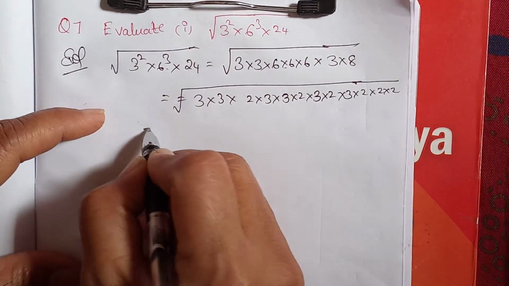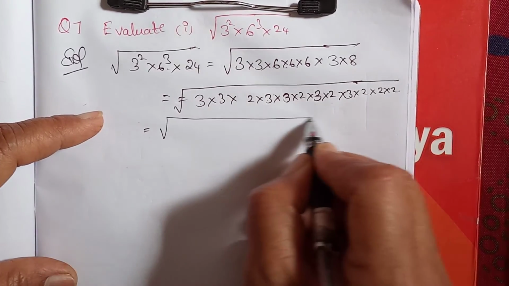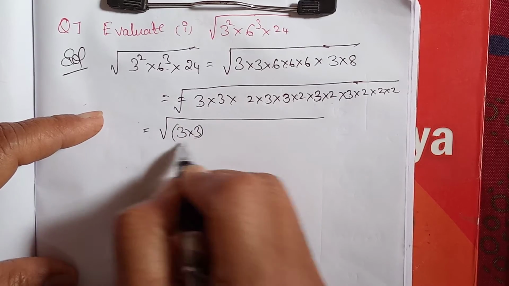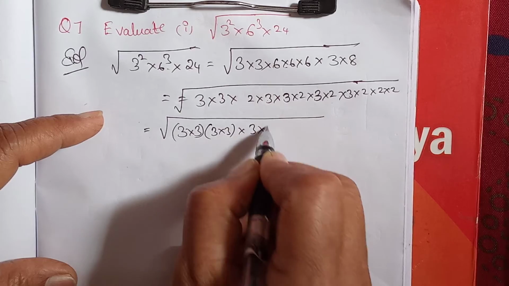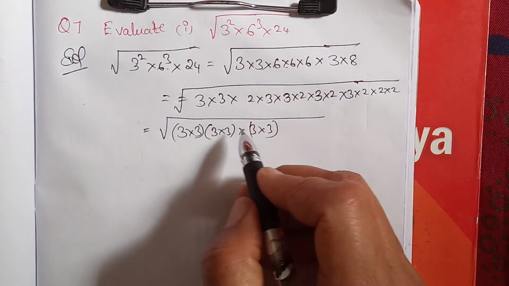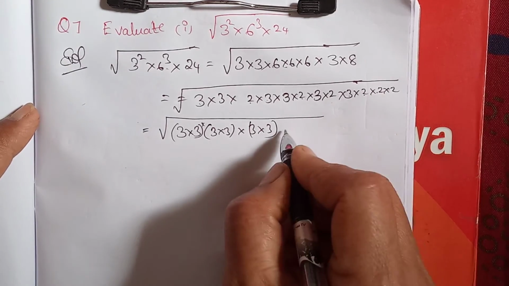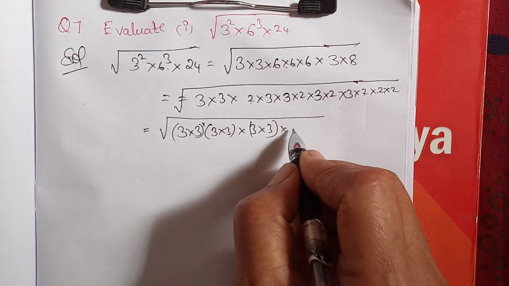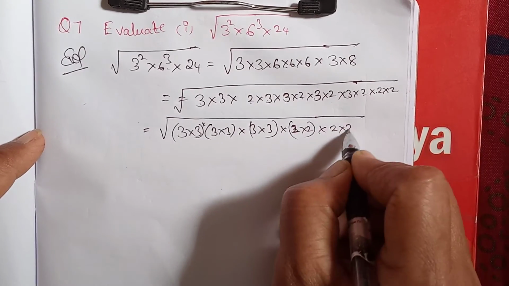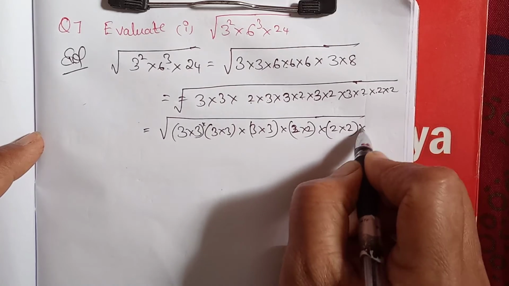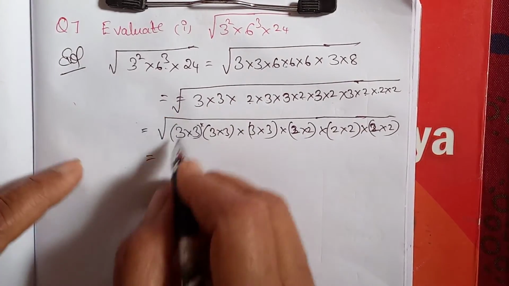Yes. Now 1, 2, 3, 4, 5, 6. So how many pairs can I write? 3 into 3, 3 into 3. Okay, 3 pairs. Next, 1, 2, 3, 4, 5, 6, 6 threes are there. How many pairs can I write? How many pairs? 3 pairs. Okay. Now square root.